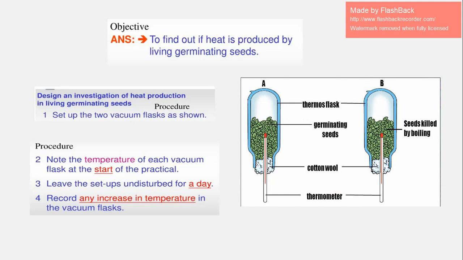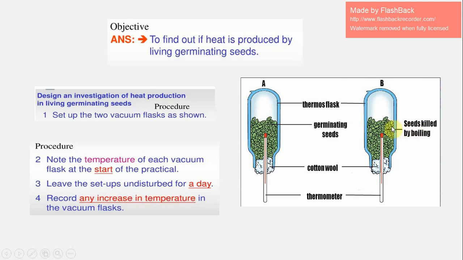So first of all, let's set the apparatus as we see here. Here we have a vacuum flask, and we will say why a vacuum flask. We have also cotton wool that is immersed in water to give the seeds water in order to germinate, to respire, and to keep germinating. Germinating means to sprout or to start growing into a new plant.